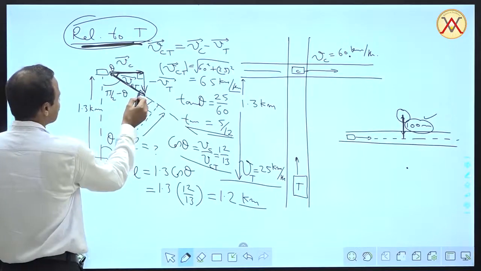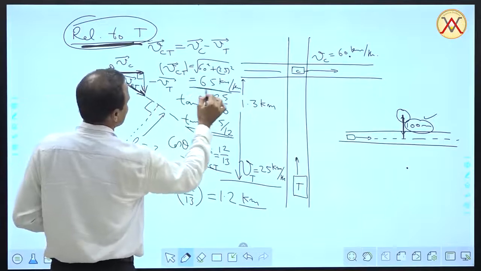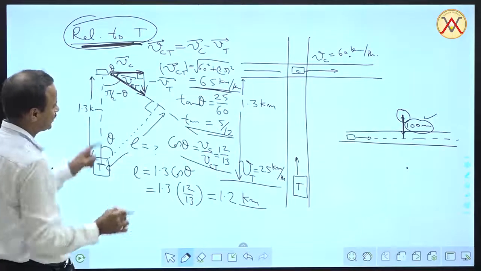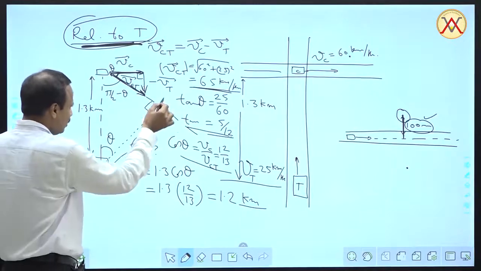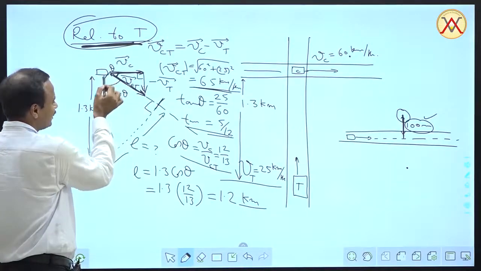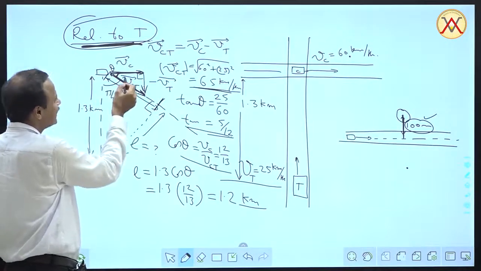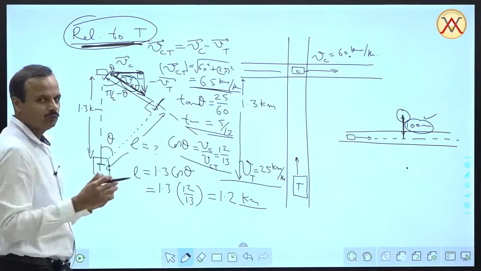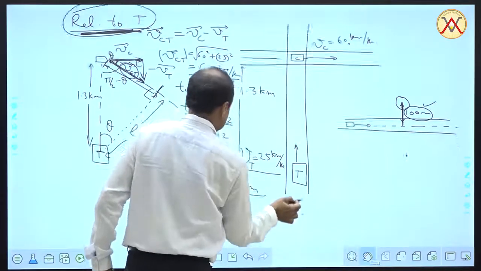We know the velocity of car with respect to truck. We have found it here, 65 kilometers per hour. This is the velocity of car as seen by the truck. So if we know this distance from here to here, this distance divided by VCT will give us the required time. So how much is that?